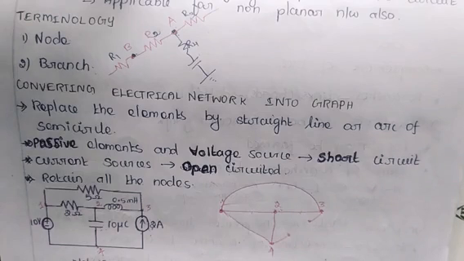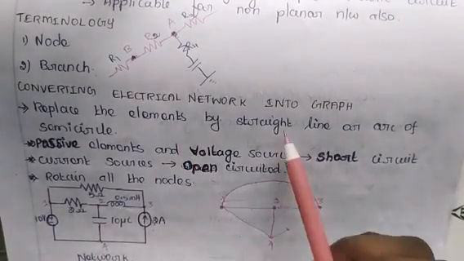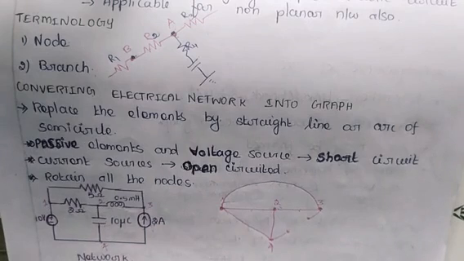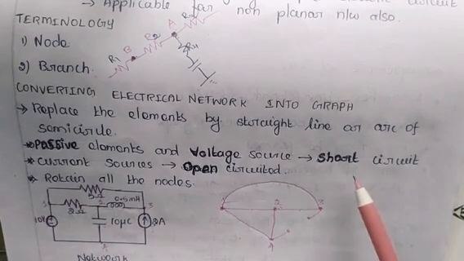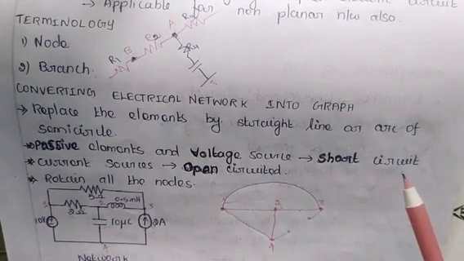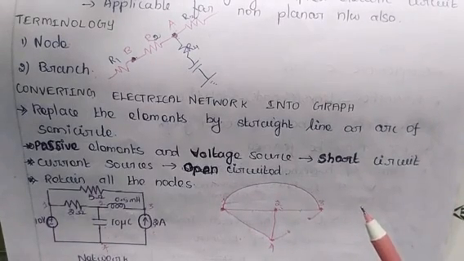Now see the steps to be followed when you are converting an electric circuit into its graph. First, replace all the elements by straight line or arc of the semicircle. All the elements in the electric network will be converted into straight line or arc of the semicircle. And passive elements and voltage sources should be short circuited. What is a passive element? An element which consumes energy in a network is known as passive element. Resistor, inductor, capacitor are the passive elements.